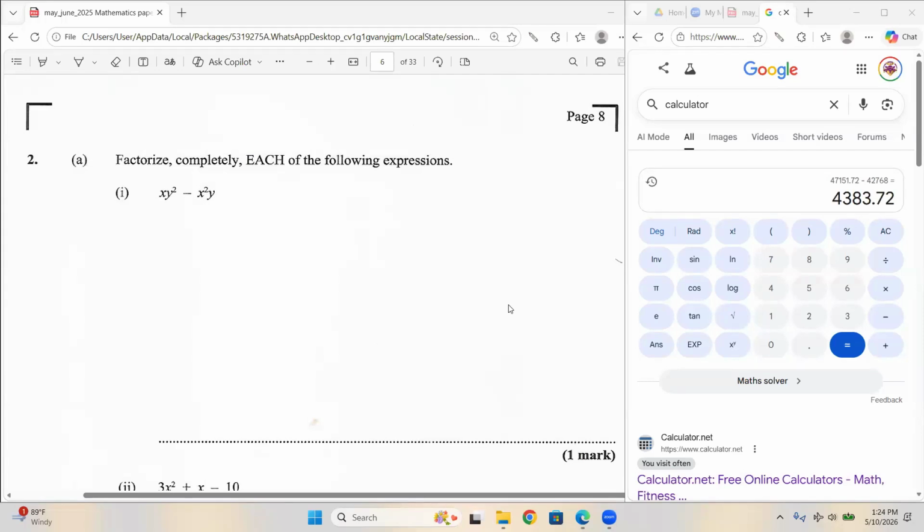So we have here: factorize completely each of the following expressions. To factor this, we need to find the HCF, the highest common factor. So we take in x, y squared. I like to do it like this. There are a few ways we could write this, but I'll just write it as x multiplied by y, because the y squared is y by y.